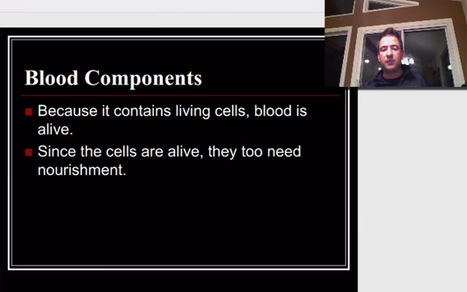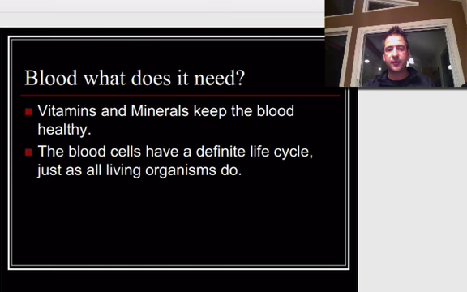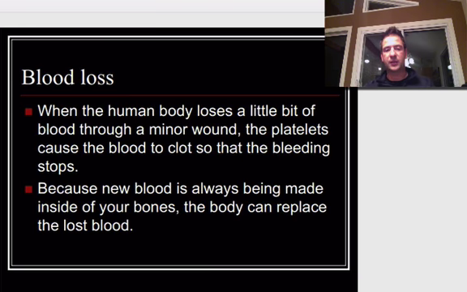So blood's actually alive because it has living components in it. We would say even those white blood cells are living, so it's actually alive. Since the cells are alive, they need to be nourished as well. So how do we do that? What does blood need? Well, it needs vitamins and minerals to keep it healthy. The blood cells have to have a definite life cycle, just as living organisms do. So, like I said, platelets live 9 to 10 years because they're living. We have a life cycle there that occurs.